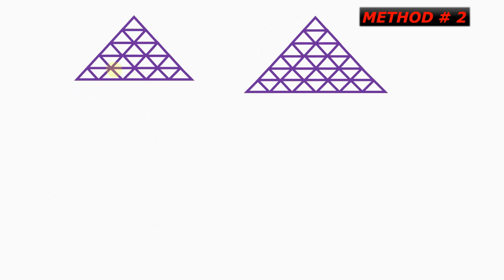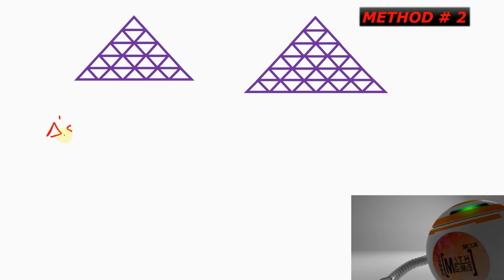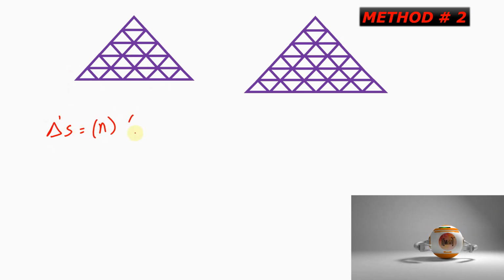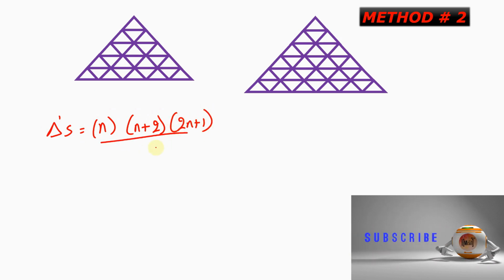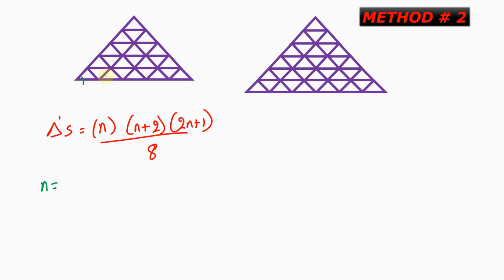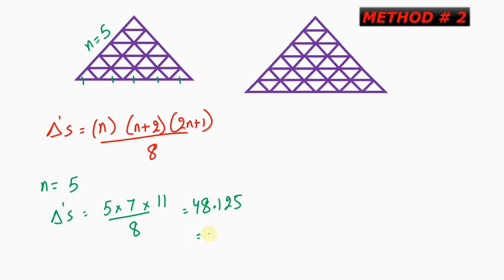Similarly, for these two questions again we are going to use the same formula, and let me repeat it: n into n plus 2 into 2n plus 1 divided by 8. When n equals 5, the number of triangles will be given by 5 into 7 into 11 divided by 8. This will give you 48.125, and hence we take the integral part only. Therefore the number of triangles will be 48.